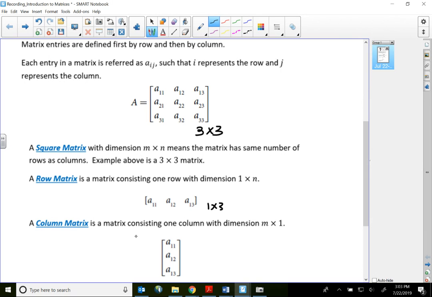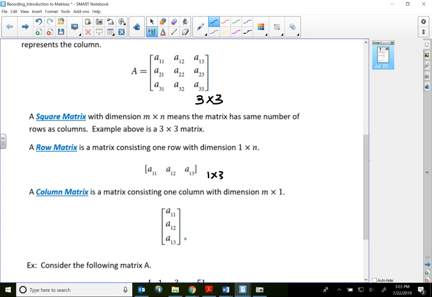A column matrix consists of 1 column. Remember, the first number m always refers to the row. So in this example, I have 3 rows but only 1 column. It's called a column matrix.